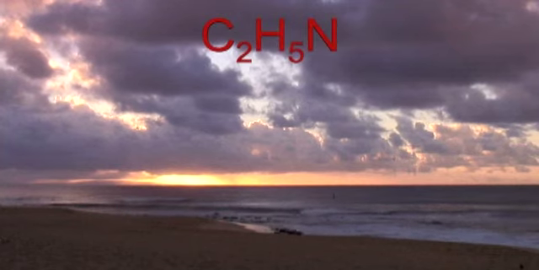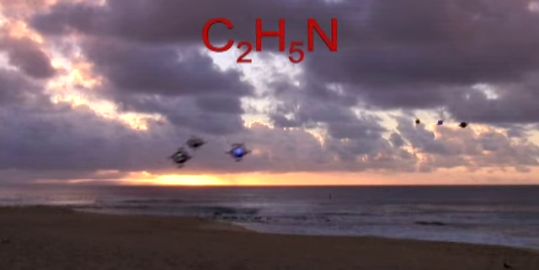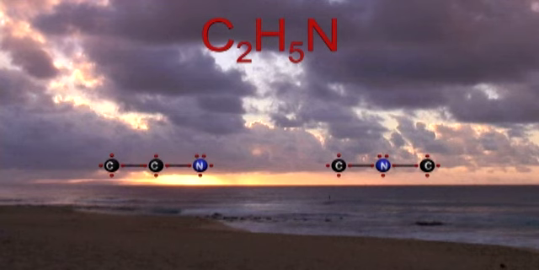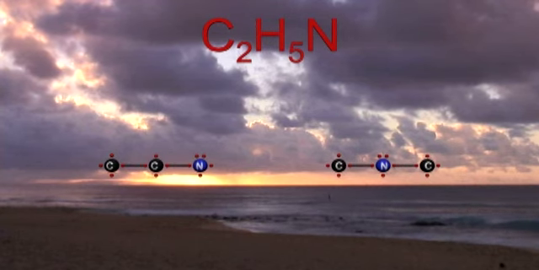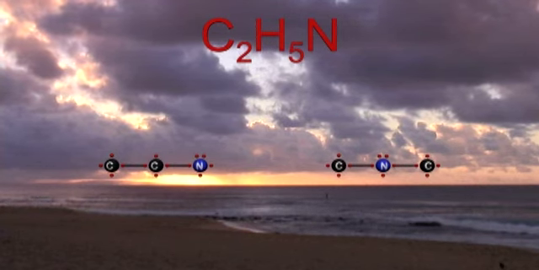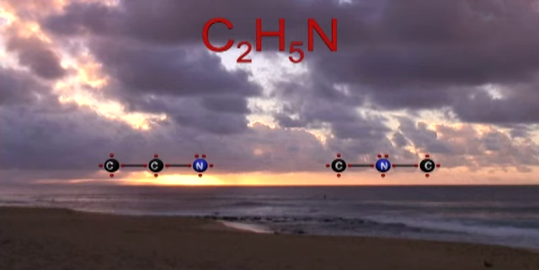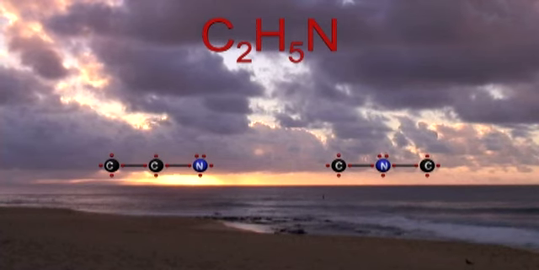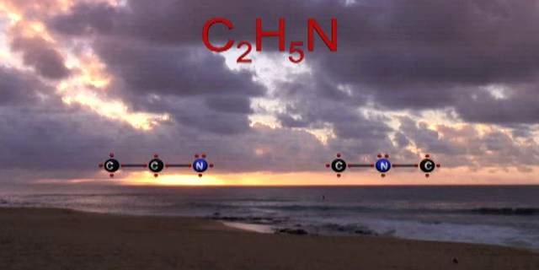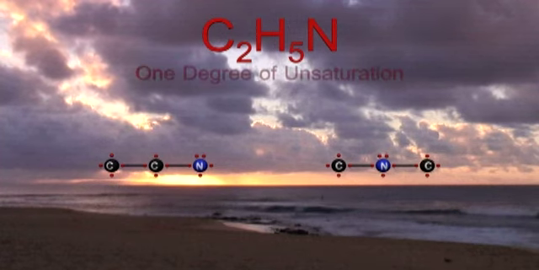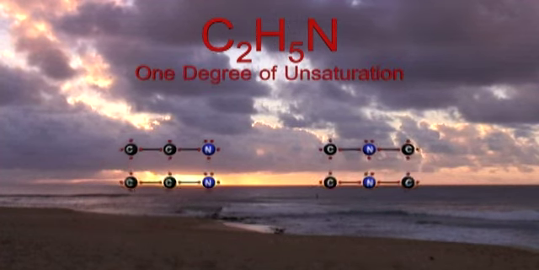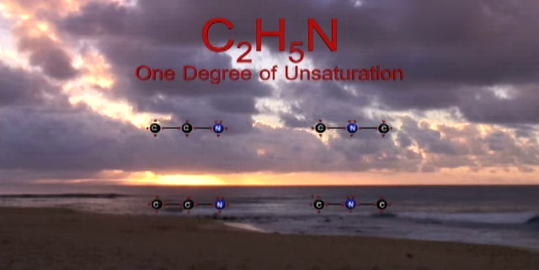When drawing the structural isomers for C2H5N, we will first connect the 2 carbon atoms and nitrogen atom. Again, there are 2 possibilities. As we have already seen, 7 hydrogen atoms are required for full saturation. However, we are short 2 hydrogen atoms, which is 1 degree of unsaturation. Thus, we can incorporate a double bond or a ring.